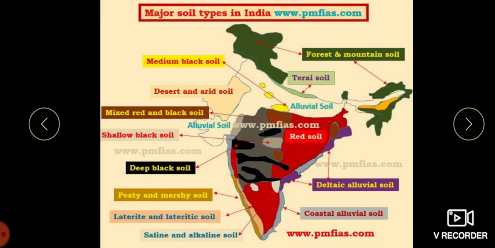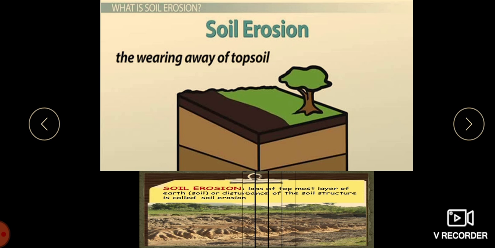And now we will move on to the major types of soil, where we can see the different types of soils. The forest and mountain soil, you can see here, green color. Terai soil, the medium black soil with yellow. Desert arid soil, mixed red and black soil, where you can find both the soils. So all this has been shown in this map.